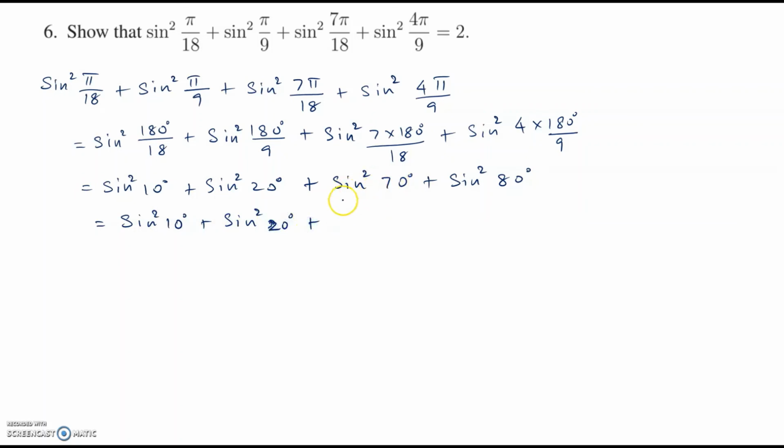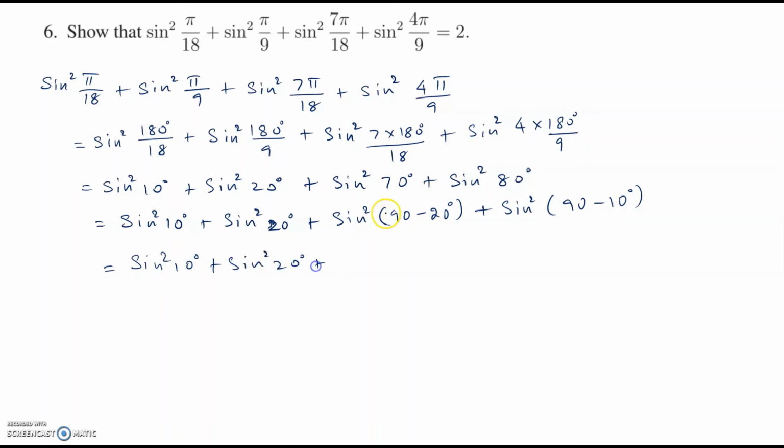Okay, so further, let's keep the first two terms as they are, and this can be rearranged as sine squared 90 minus 20 degrees plus sine squared 90 minus 10 degrees. So keeping the first two terms as they are, sine squared 10 degrees, sine squared 20 degrees. Now the third term, we know that sine 90 minus theta is cos theta, so this becomes cos squared 20 degrees, and this will also become cos squared 10 degrees.